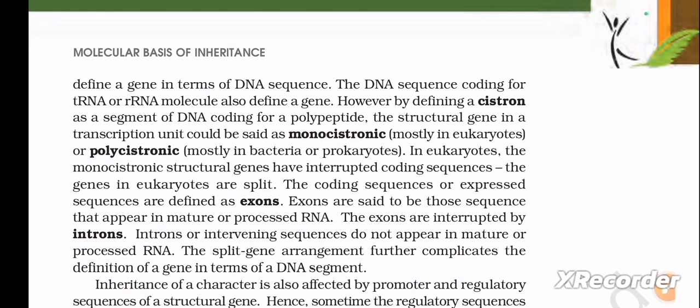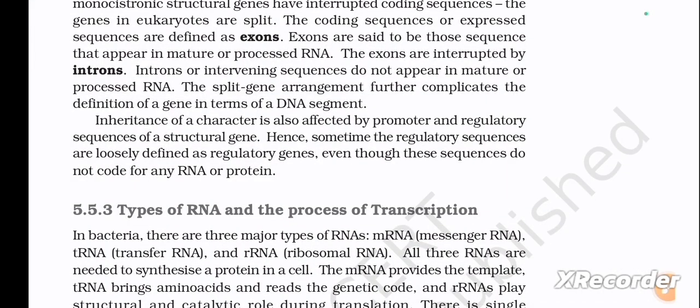The coding sequences or expressed sequences are defined as exons. Exons are those sequences that appear in mature or processed RNA. The exons are interrupted by introns. Introns, or intervening sequences, do not appear in mature or processed RNA. The split gene arrangement further complicates the definition of a gene in terms of a DNA segment.